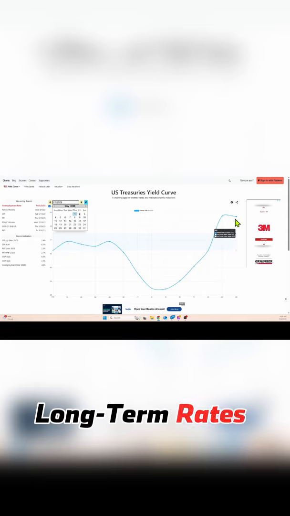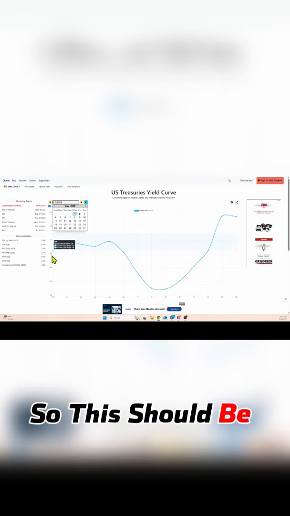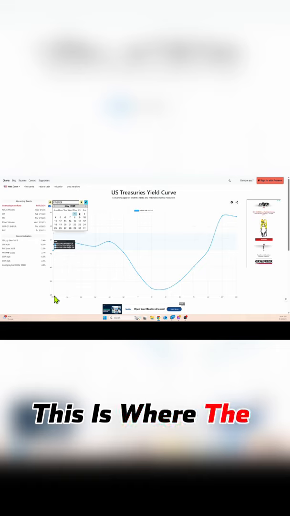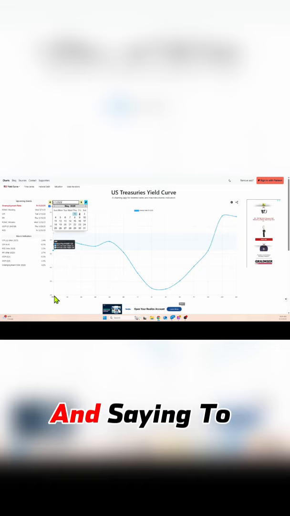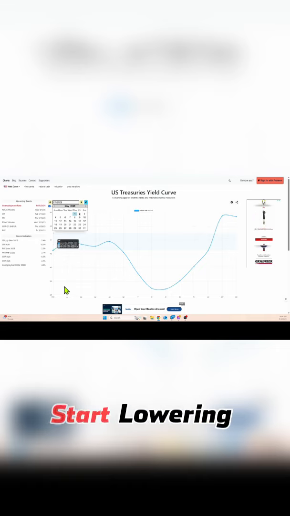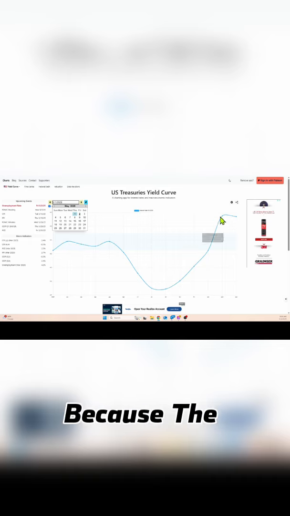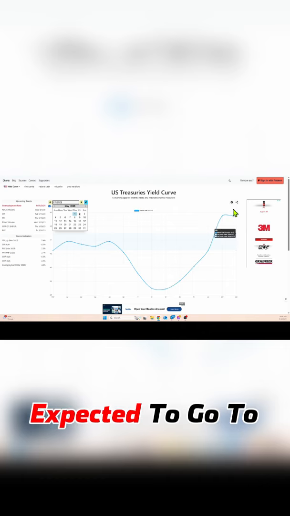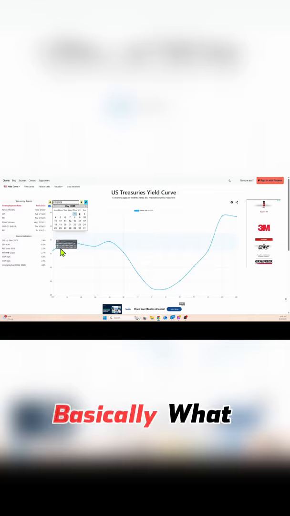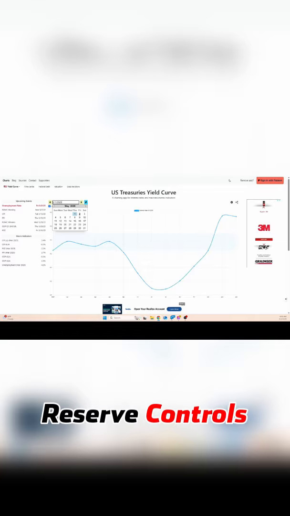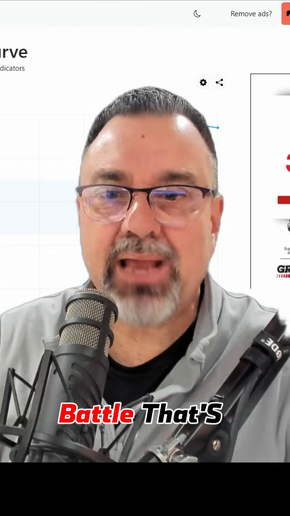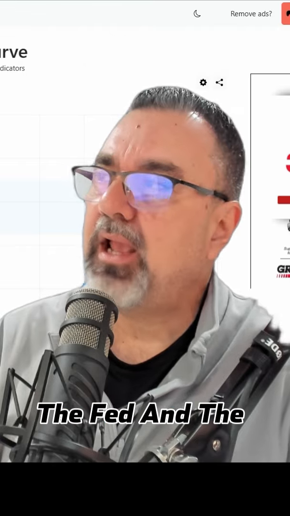We've got long-term rates all the way over here, up here. So this should be down here. This is where President Trump keeps coming in and saying to the Fed, guys, you need to start lowering rates so we can get a normal yield curve. Because the 10-year Treasury over here was expected to go to like 5. It keeps coming down. So we need the front end to come down. And this is basically what the Federal Reserve controls. So that's the battle that's going on between the Fed and the government right now.